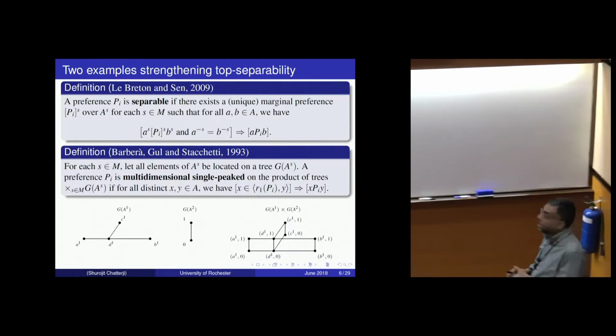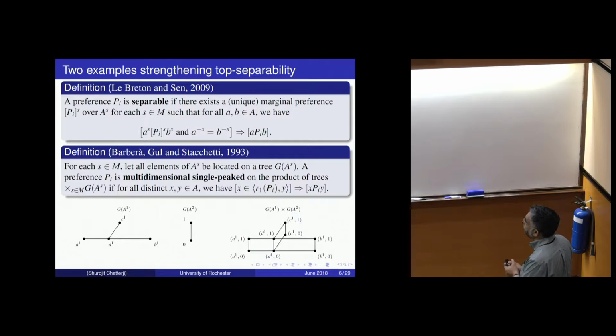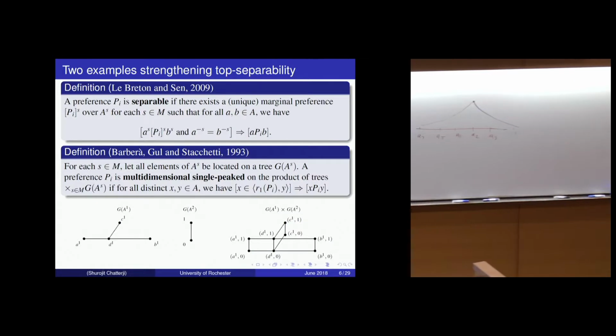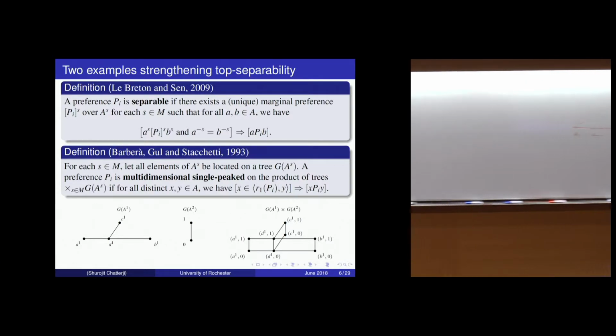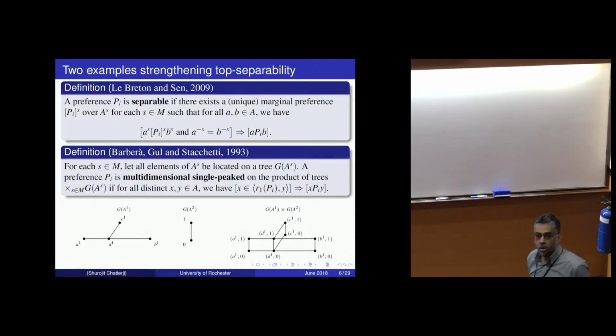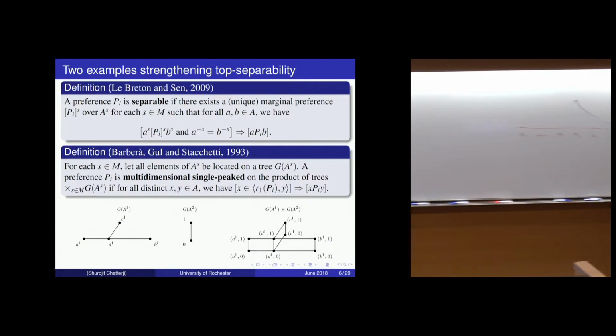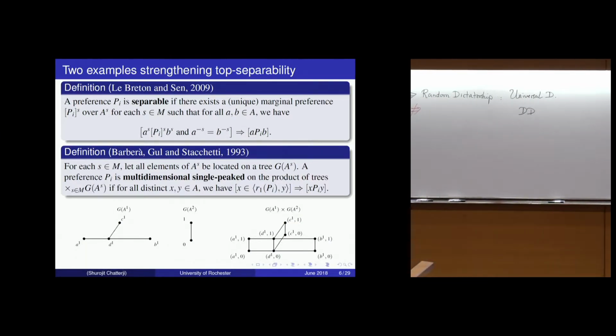So for instance, if the peak of a voter happens to be D11, let's say that's the peak that corresponds to A2, and consider the alternative C10. Now, if you want to move from C10 to the peak along this tree, there are two routes. One is via C11 and the other one is via D10. So these two alternatives are, in a sense, between the alternative C10 and the peak. So they should be ranked higher than C10. That's the natural generalization of single peakedness to a product of trees. So this is another instance of a preference satisfying top separability.